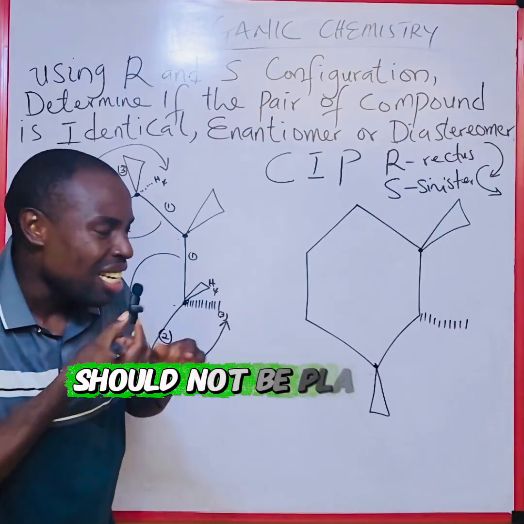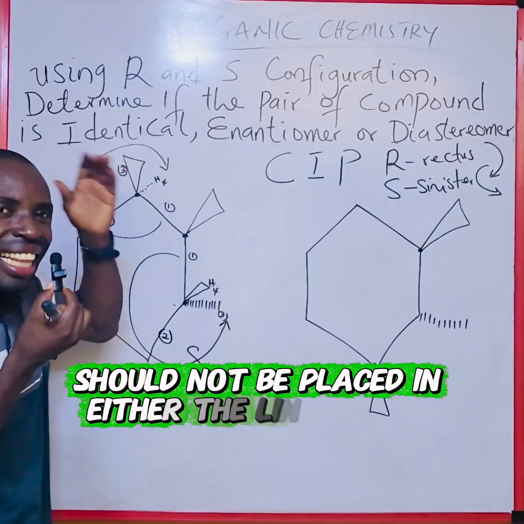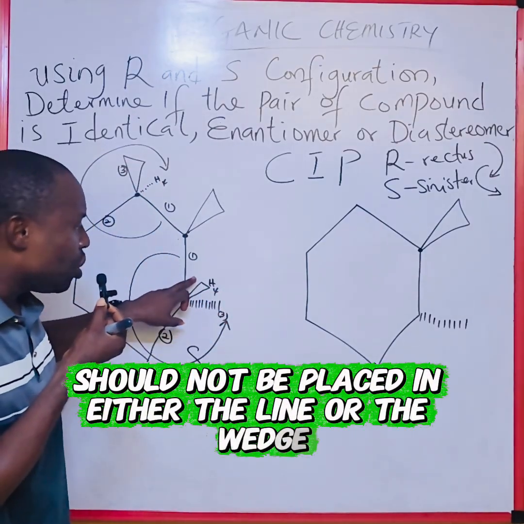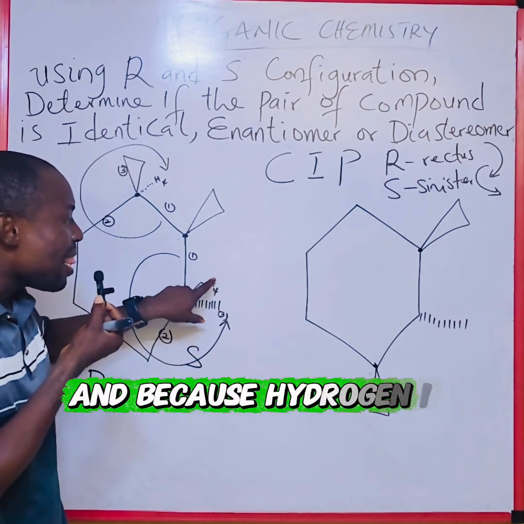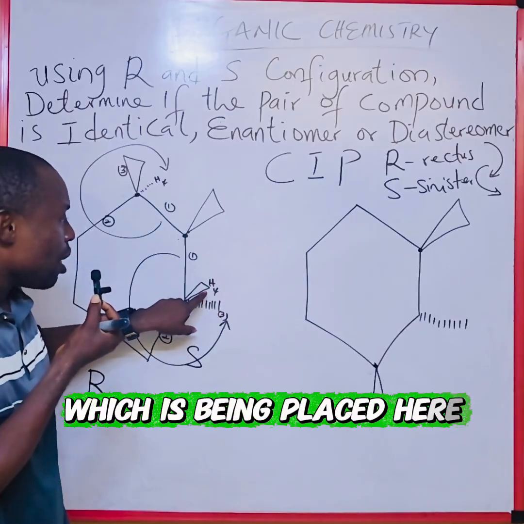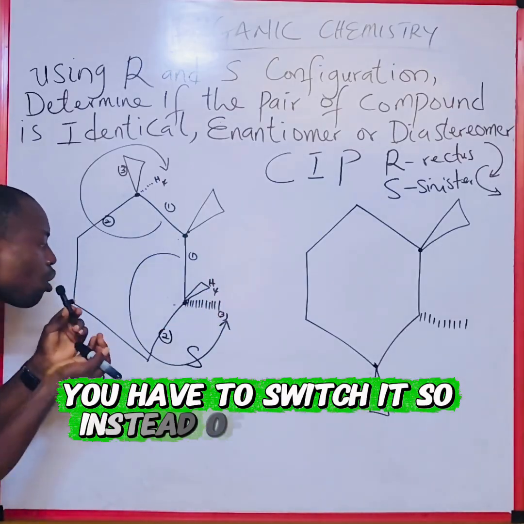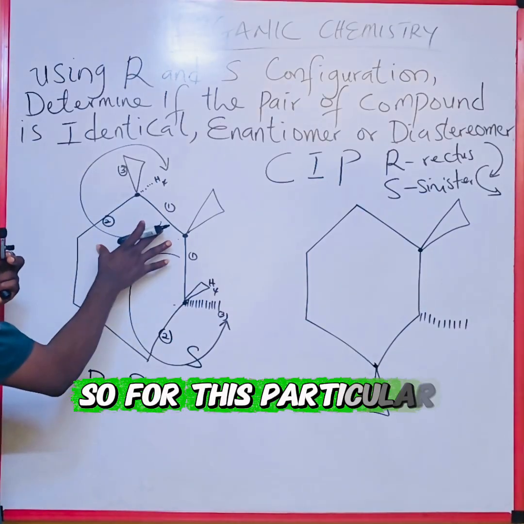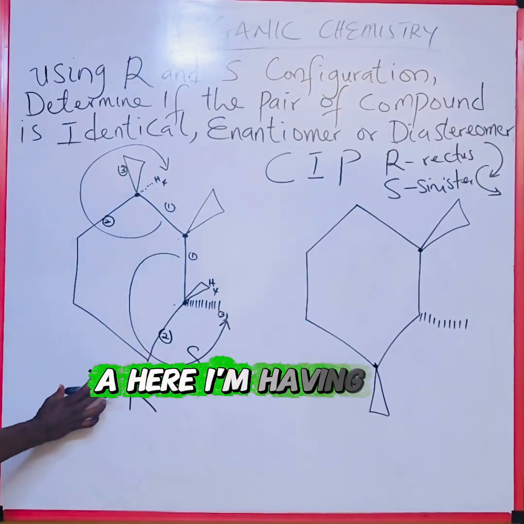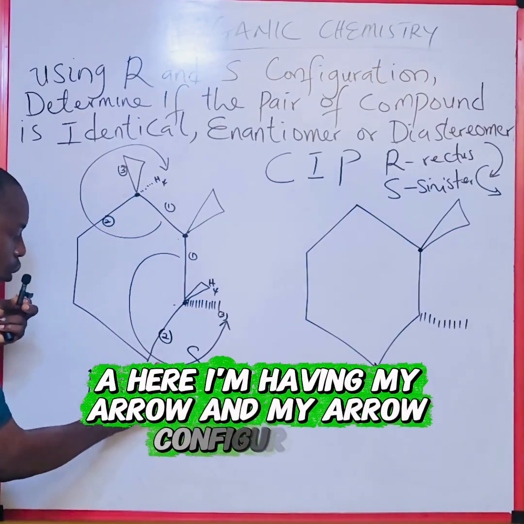But there is a problem here, because we are told from the CIP that the least atom should not be placed in either the line or the wedge, right? Rather, it should be placed in the dash. And because hydrogen here is the least atom which is being placed here, you have to switch it. So instead of saying X, here it becomes what now? Arrow. So for this particular structure A, I have my arrow and my arrow configuration.